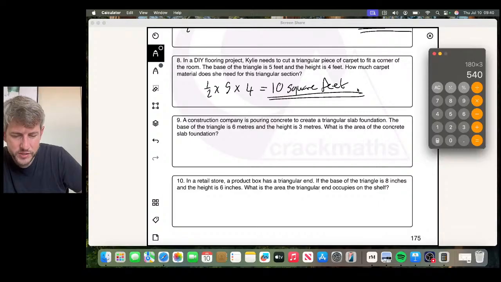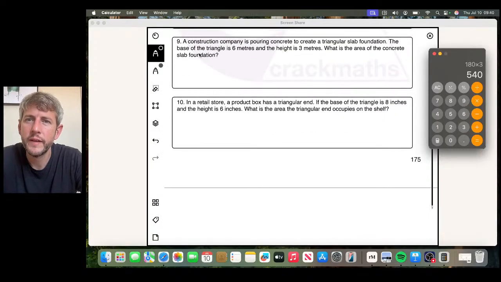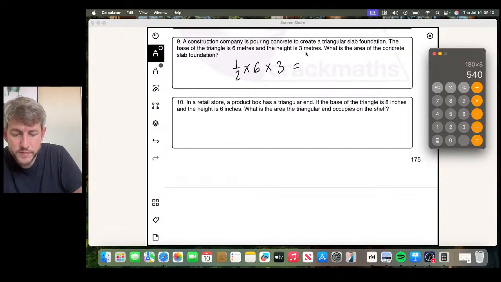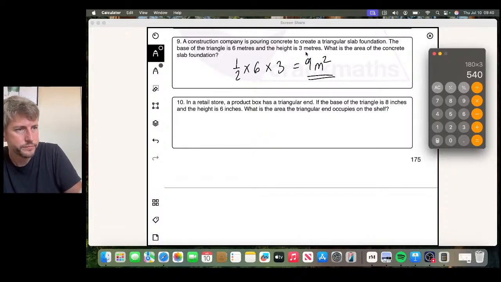Okay, question 9. Let's have a look here. A construction company is pouring concrete to create a triangular slab foundation. The base of the triangle is 6 meters and the height is 3 meters. What is the area of the concrete slab foundation? Okay, again, just another triangle story. So we just pick out the information. 6 and 3. So we've got a half times 6 times 3. Half of 6 is 3. 3 times 3 is 9 meters squared.